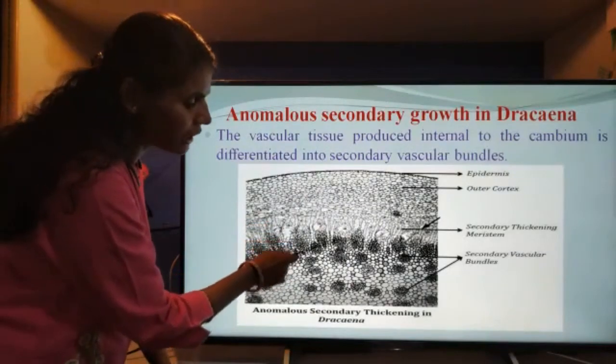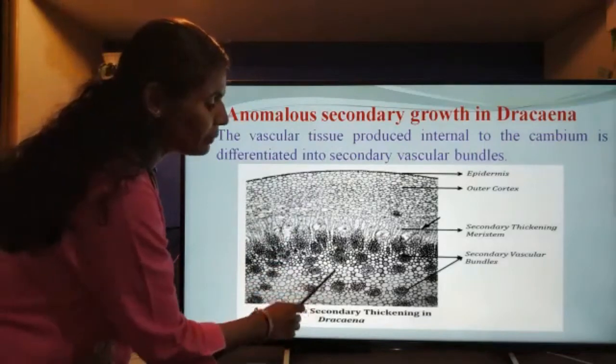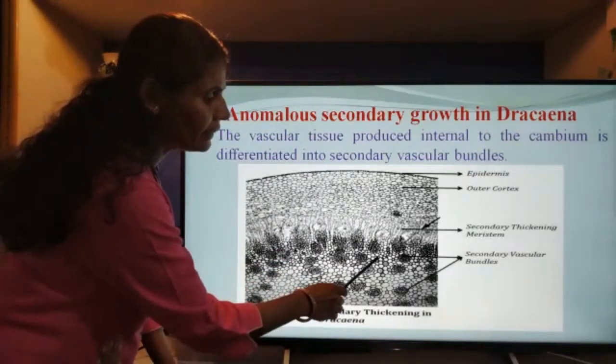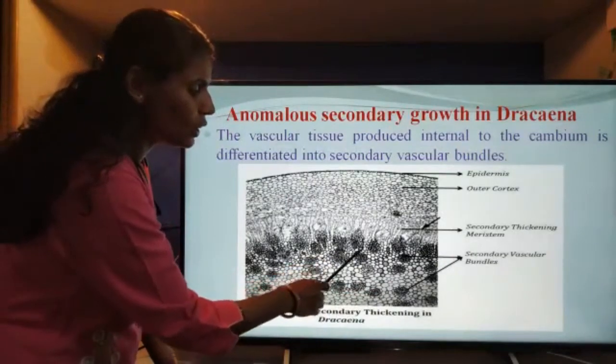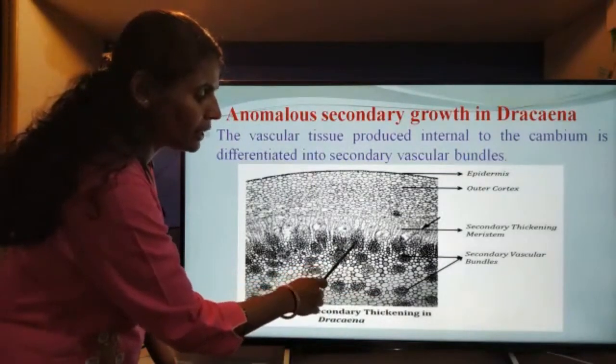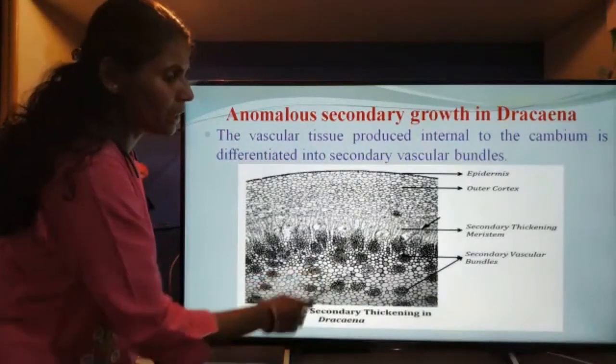The cells which are cut down towards inside are of two types. One is parenchymatous tissue that will later be called conjunctive tissue, and the second one is called the secondary vascular bundle, which is formed outer to the primary vascular bundle.